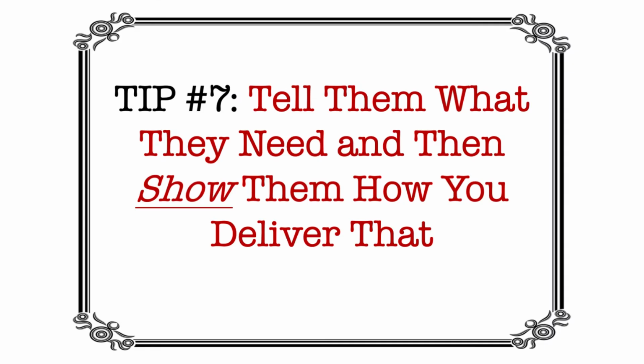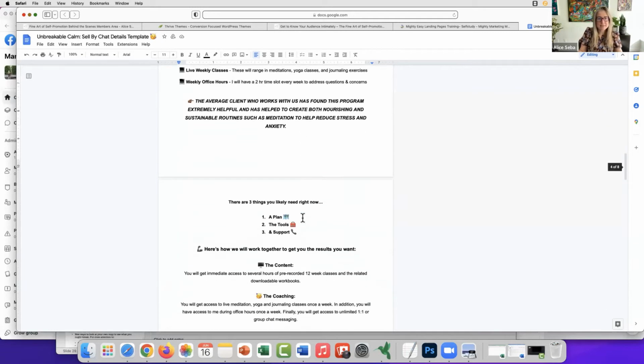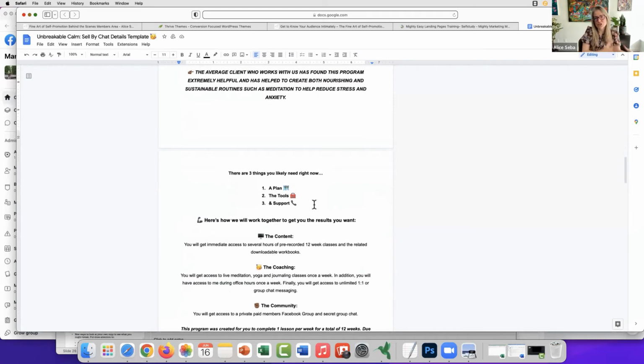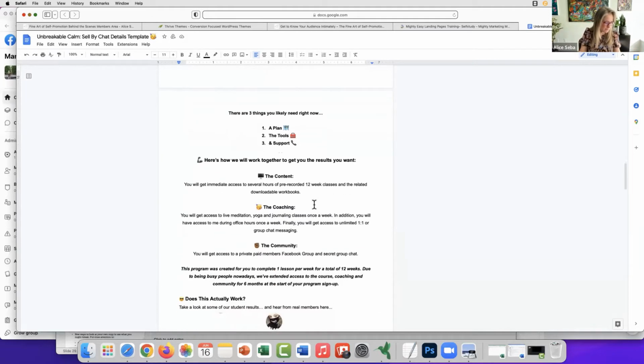Tip number 7, tell them what they need and then show them how you deliver that. All right. There is this point I love, where she goes into this. There are 3 things you likely need right now: a plan, the tools, and support. So she lays out the things you need and want, but her offer fits perfectly into this. It's a great way to it's mind control. Not exactly, but it just says you need this, you need to have a plan, you need the tools, and you need help. And I'm here. This is how I do this for you. I think that's great. That's brilliant.